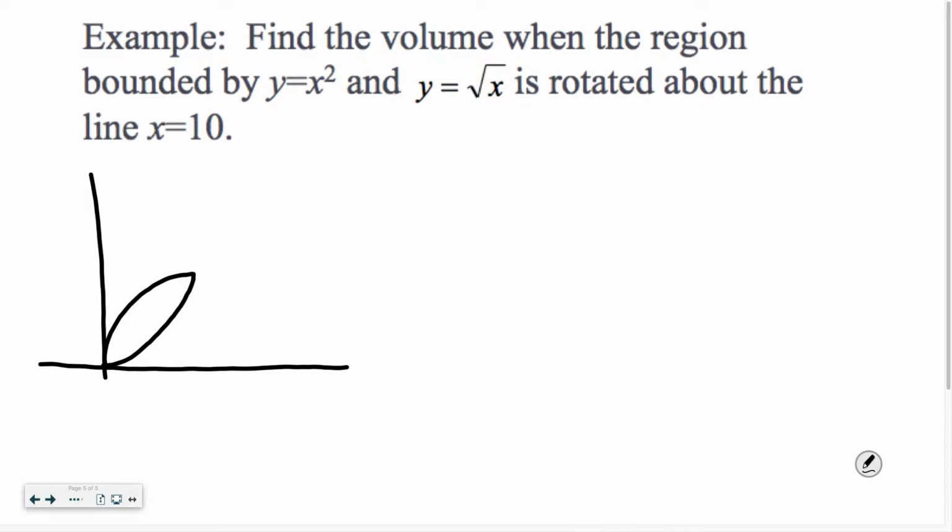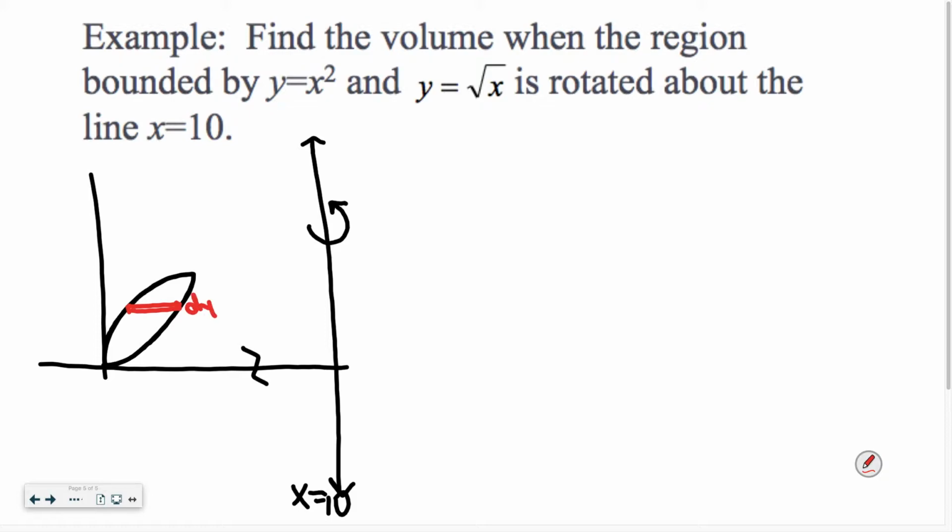Which one's this right here? This is the square root of x, and this guy is y equals x squared. Okay? I'm not going to draw this super accurate because I don't have the room, so I made that little break in my x-axis, and then I glued it back together. If we're going to rotate around the line x equals 10, what kind of rectangles are we going to have to use? We're going to have to use horizontal rectangles with thickness dy.